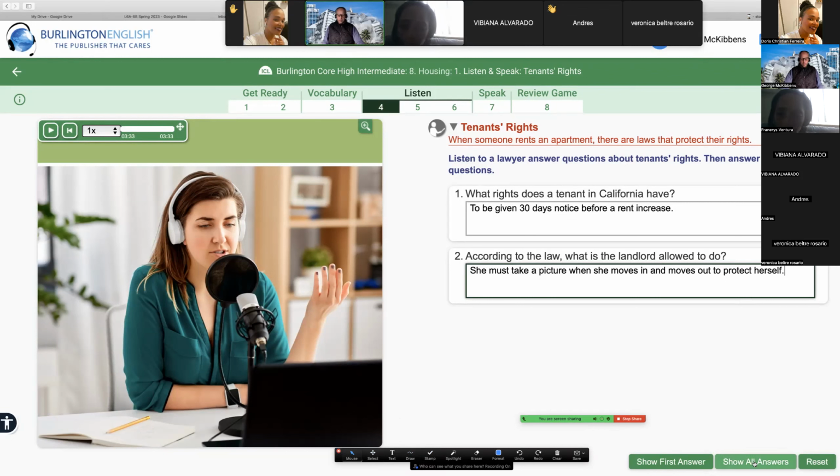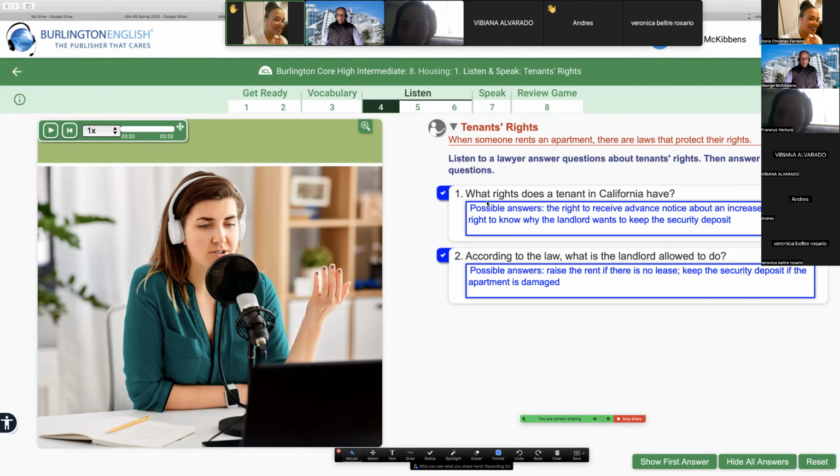I'm going to show all the answers now. Okay, for the first one, Andres gave the answer. The right to receive advance notice about an increase in rent, the right to know why the landlord wants to keep the security deposit. So Andres, your answer was pretty sharp. So according to California, a tenant must be given 30 days notice before a rent increase, unless they are protected by a lease.